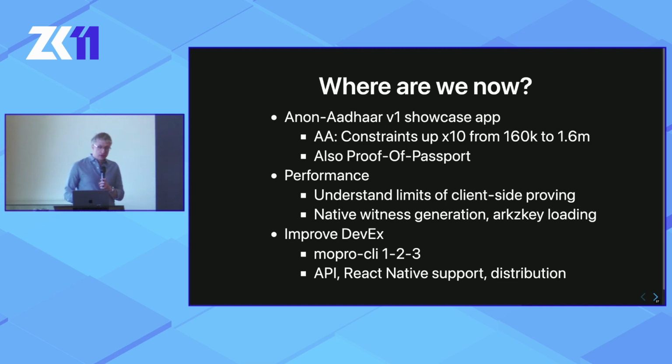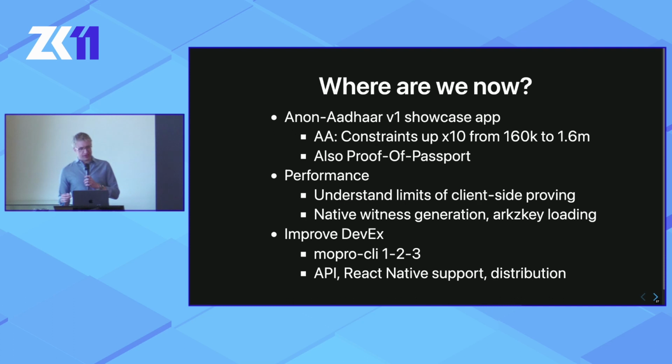So where are we now? We've been working with Anon-Aadhaar on their version 1 showcase application. At the end of last year, we did this POC together with them. At the time, the number of constraints in Circom was around 160,000. Then it ballooned up to 1.6 million. It's down a little bit now, but it's still basically an order of magnitude.